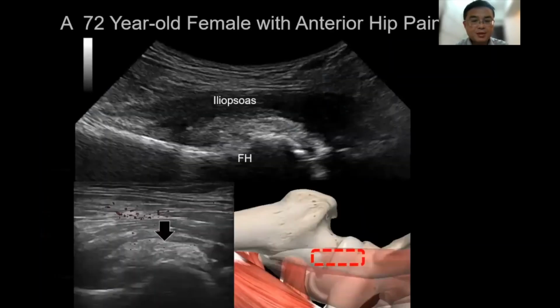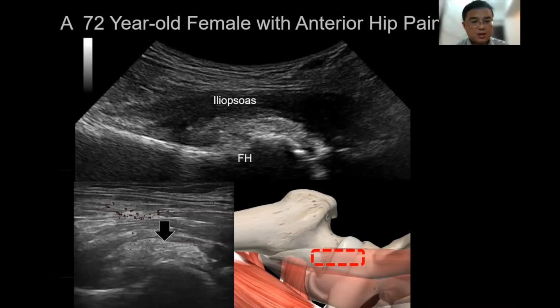tendon. So in patients with anterior hip pain, besides hip osteoarthritis and the problem of the rectus femoris, the problem of iliopsoas bursa has to be taken into consideration. So here you can find underneath the iliopsoas muscle, there is an area of hyperechogenicity. So we can find this hyperechogenicity in the long axis and in the short axis view.